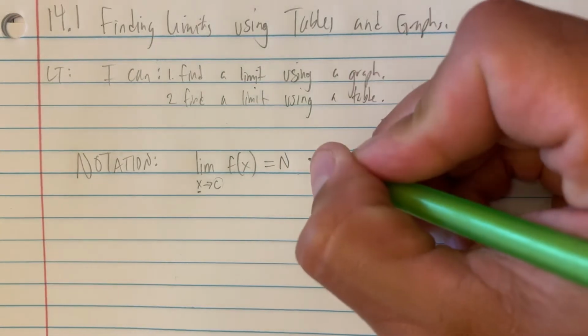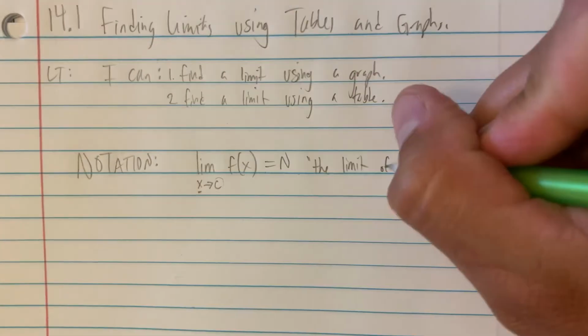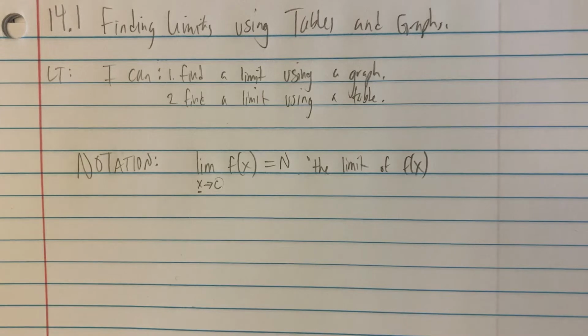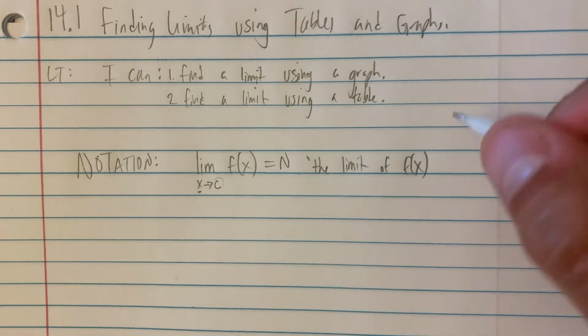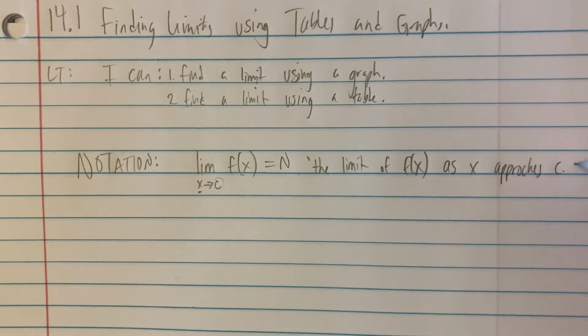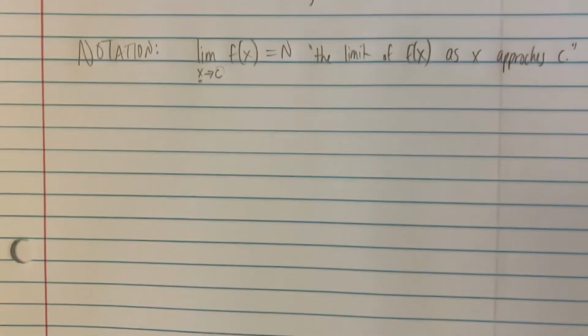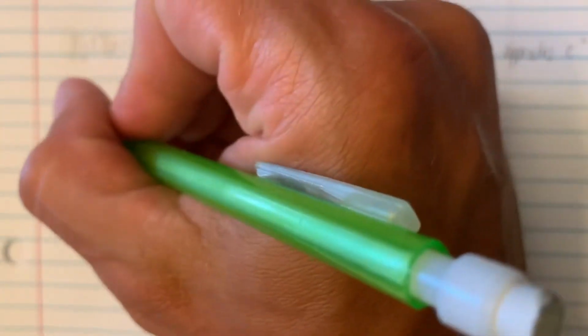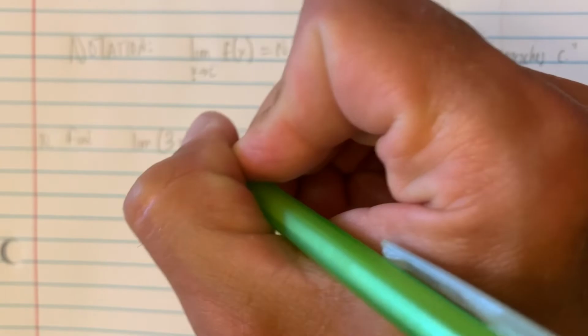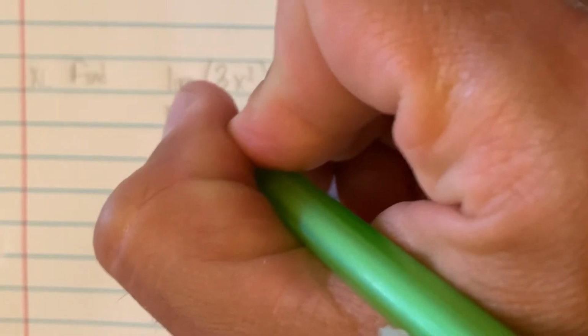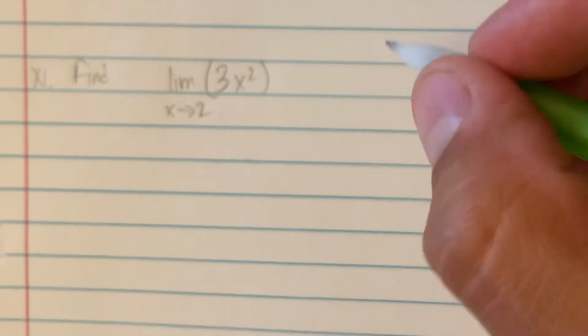And I want to show you how this is read. The limit of f of x, or whatever function we're using, like x squared or x minus 5 or x over x plus 4, as x approaches c. So let's look at an example and see what happens here. This is example 1: the limit of 3x squared as x approaches 2. So I want to look at this as a table and a graph, just so that you can see what they look like. All right, so let's first think about the table.